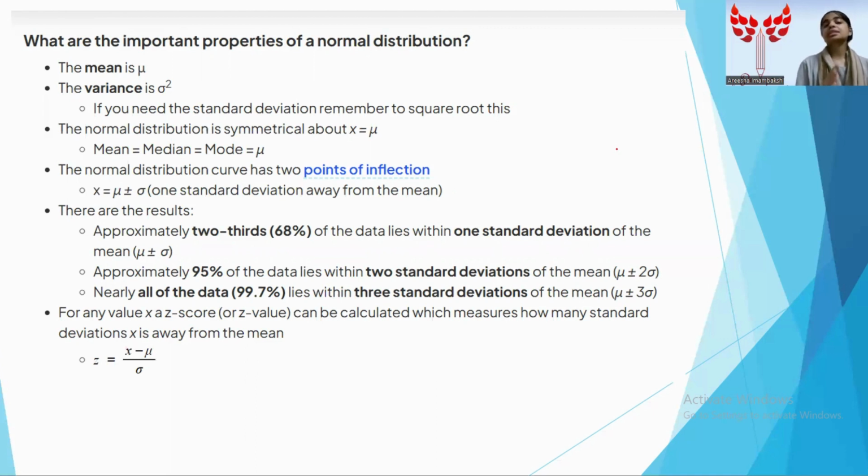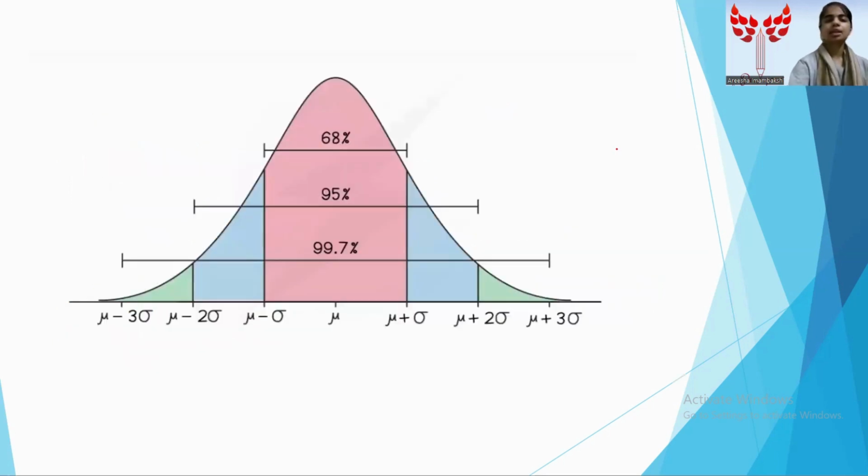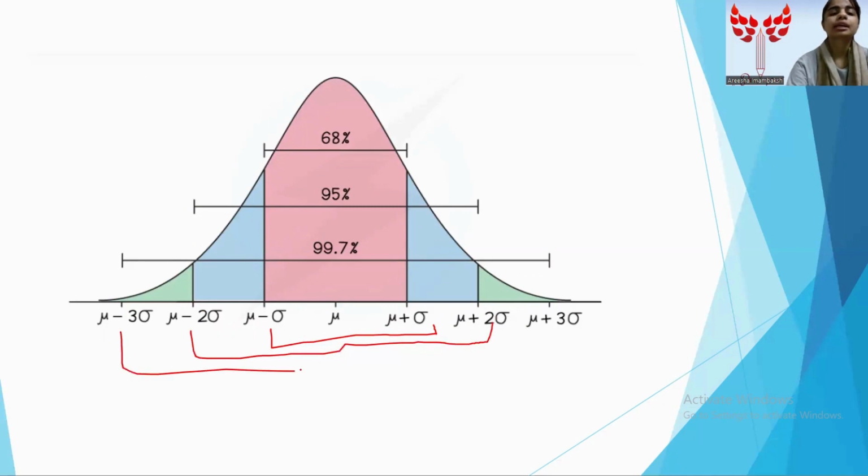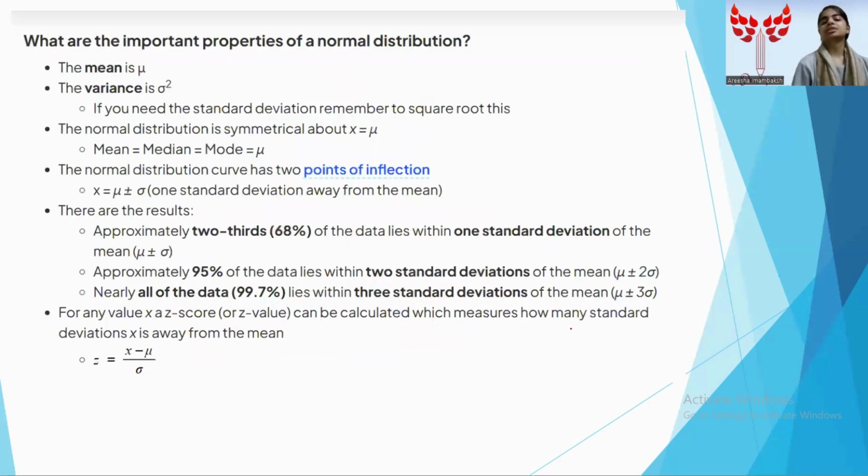There are some other properties. Approximately two-thirds, that is 68%, of the data lies within one standard deviation. Approximately 95% of the data lies within two standard deviations of the mean. I'll show you the pictorial form of this. And nearly all of the data, that is 99.7%, lies within three standard deviations of the mean. Let's look at the diagram. You can see 68% within one standard deviation, 95% within two, and 99.7% within three standard deviations.